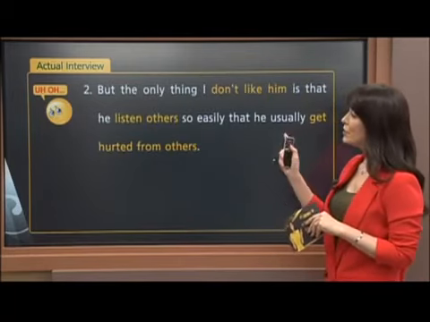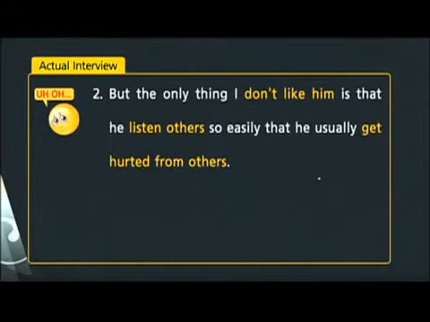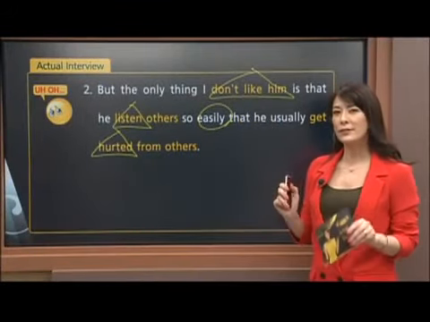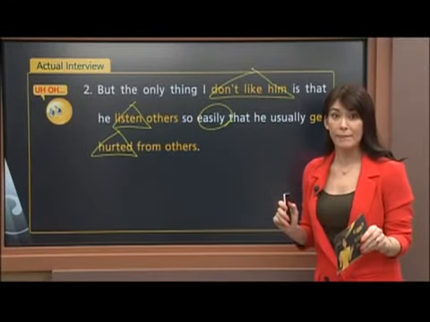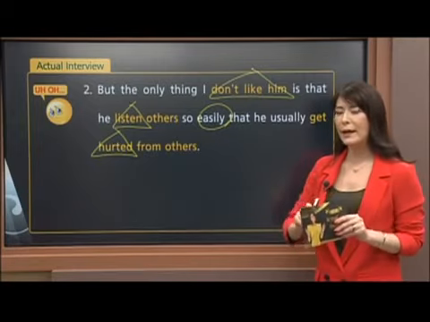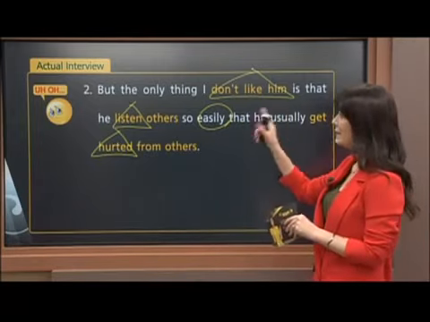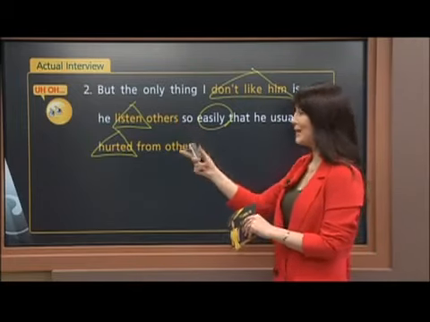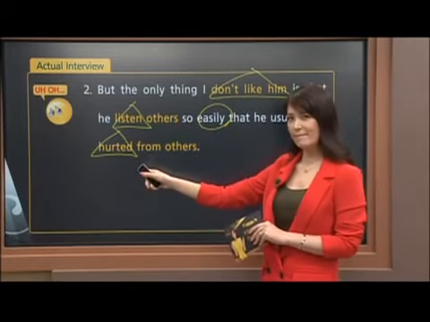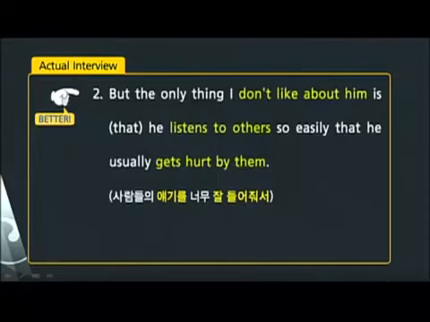Another small mistake, she said, "But the only thing I don't like him is that he listens others so easily that he usually get hurted from others." Now the words I want to focus on here are "hurted," "listen," and up here, "don't like him." You're saying that, of course, you like him, but there's something you don't like about him. So that should be fixed. Also, he listens to others. And what about this, "hurted"? Let's check out how we should fix this.